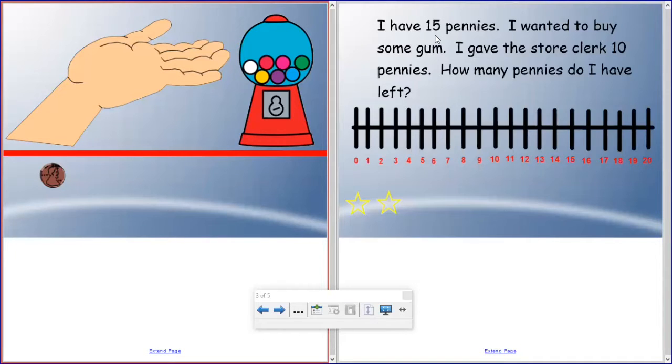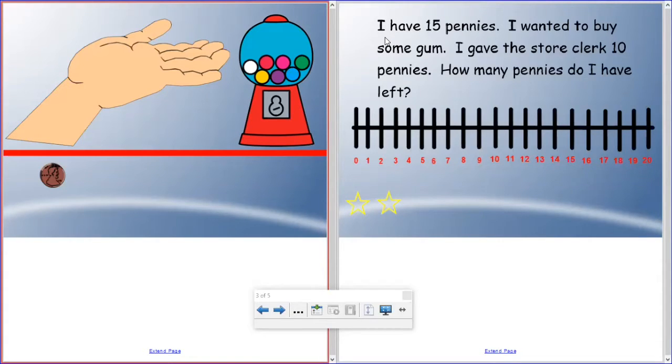I have 15 pennies. I wanted to buy some gum. I gave the store clerk 10 pennies. How many pennies do I have left? Now let's go back and unpack the problem. As we unpack the problem, we'll talk about what each sentence says and visualize.